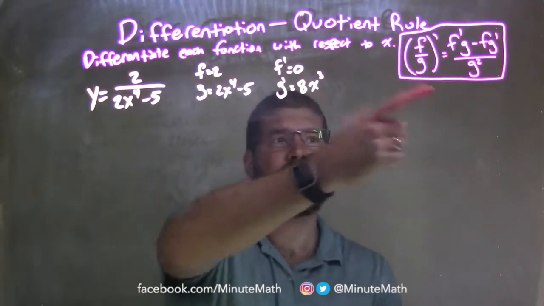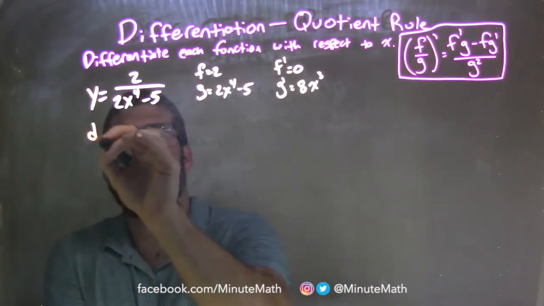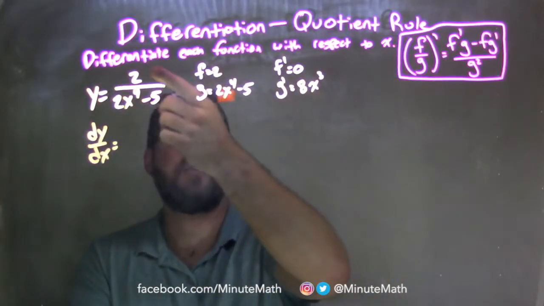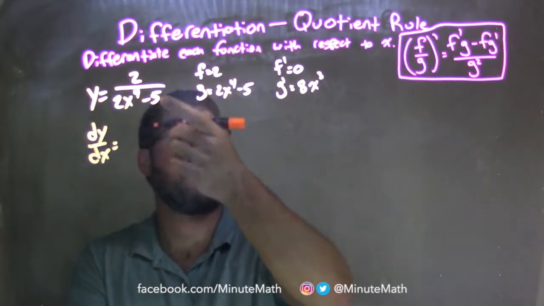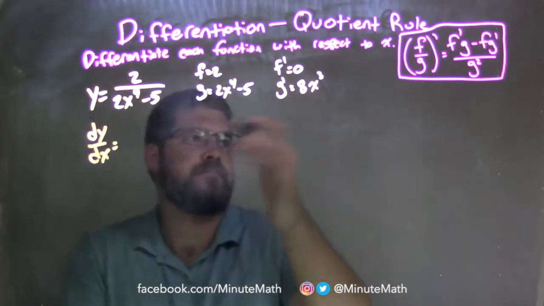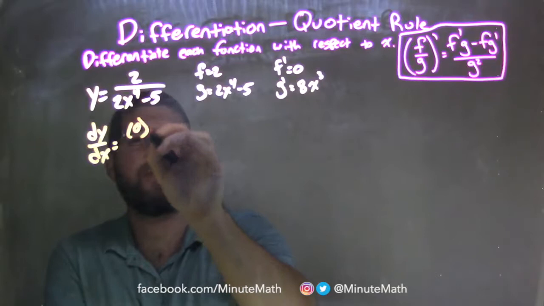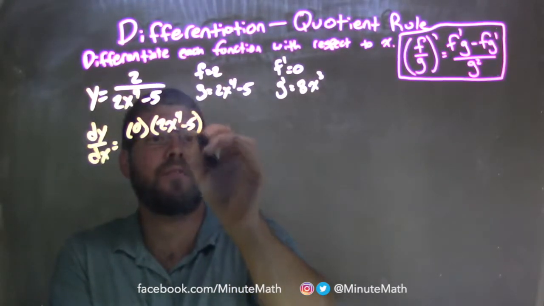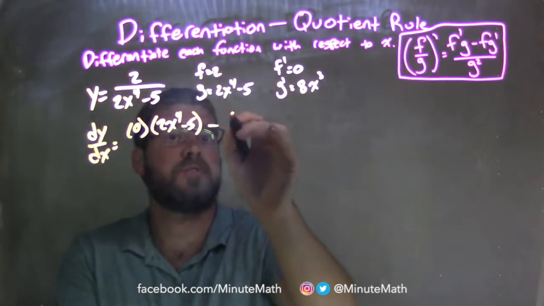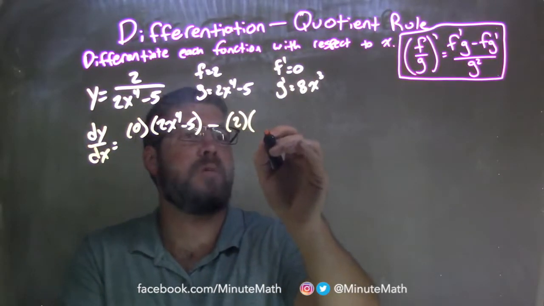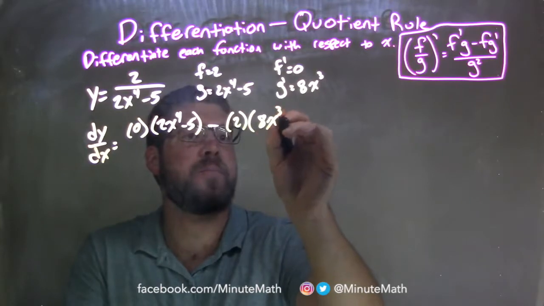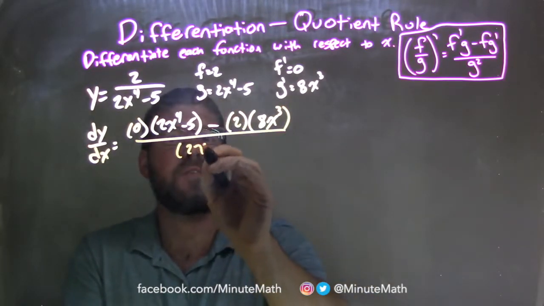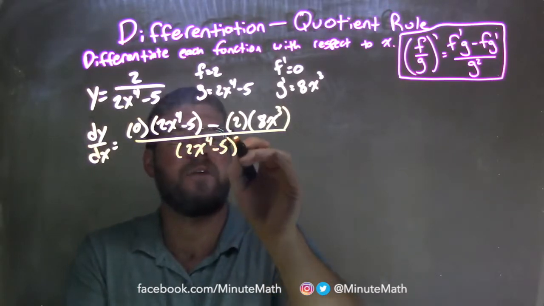So now all we need to do is apply the quotient rule. So dy dx is equal to our quotient rule, right? We have our f up top, or g down here, right? That's f over g. So let's plug in our parts. F prime, 0, times g, which is 2x to the fourth minus 5, minus f, which is 2, times g prime, which is 8x to the third, all over g squared, 2x to the fourth minus 5 squared.